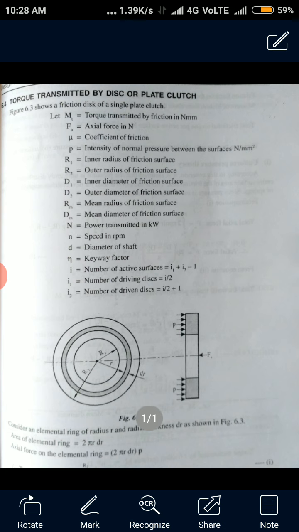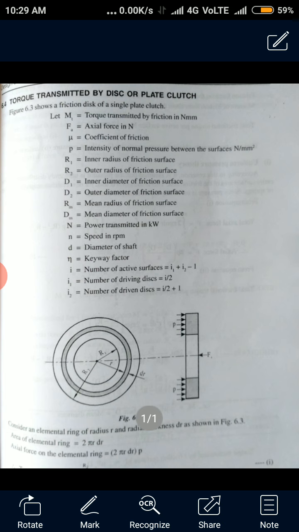Now we'll look at the design procedure. These are the parameters we're going to determine. He will give the problem, and sometimes we need to determine the torque transmitted and the axial force required. Then we need to determine D1, D2, DM or I1, I2. These are the design parameters we have to determine in the problem. So we'll first see the design procedure for a clutch plate.